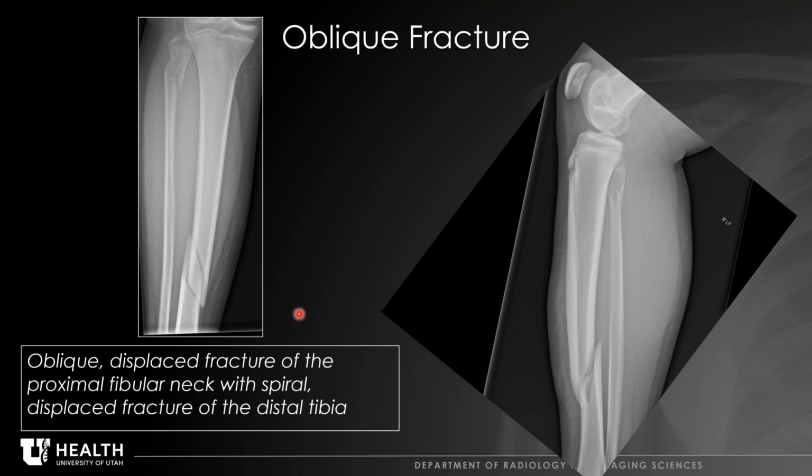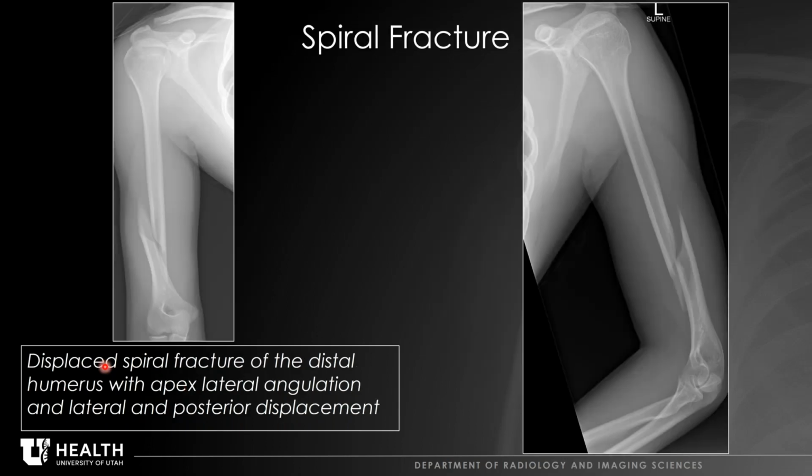So a spiral fracture is just basically a variant of an oblique fracture, but it has a spiral component as it comes down the bottom. It spirals. And then here's another spiral fracture of the distal humerus. And this kind of gets into some of the things we talked about, which is angulation and displacement. So this is apex lateral angulation and posterior lateral displacement, which we'll talk about more in just a second.